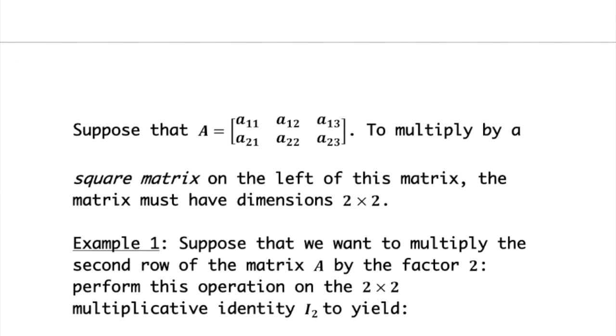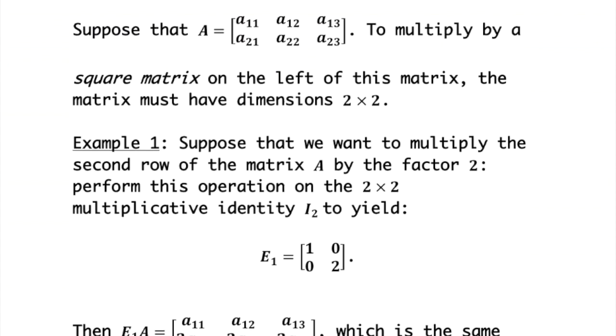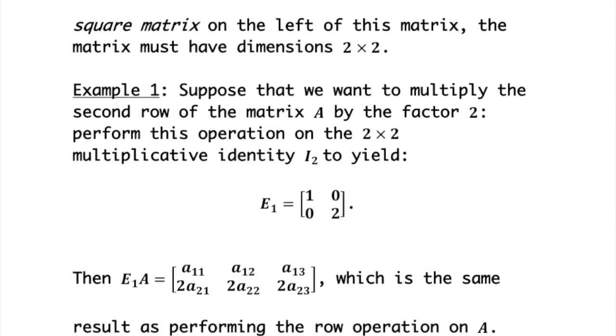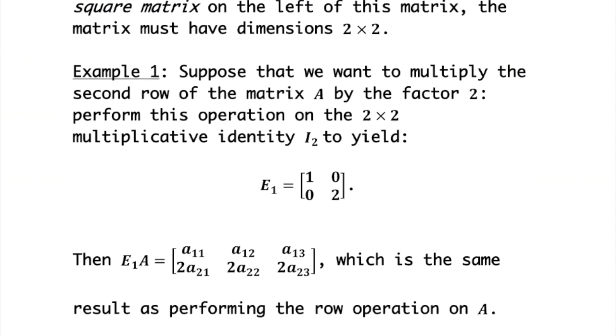Let's take example 1 here. Suppose that we want to multiply the second row of the matrix A by the factor 2. That would be a type 1 elementary row operation. First, perform this operation on the 2 by 2 multiplicative identity I sub 2 to yield E sub 1 equals [1, 0; 0, 2], as you see there. Then, if I go E1 times A, I get the second row of A multiplied by 2, nothing more. Which is the same result as performing the row operation on A.